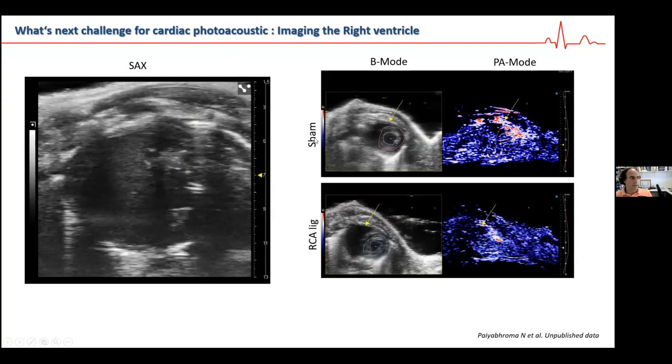As you can see on the top, the sham, and on the bottom, the right coronary artery ligation model, B mode, photoacoustic mode. The yellow arrow represents the right ventricle. And you can see here that we were able to detect oxygen saturation specifically in the right ventricle. You see a decrease in oxygen saturation after right coronary artery ligation.